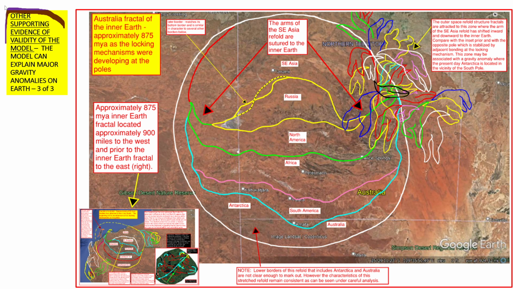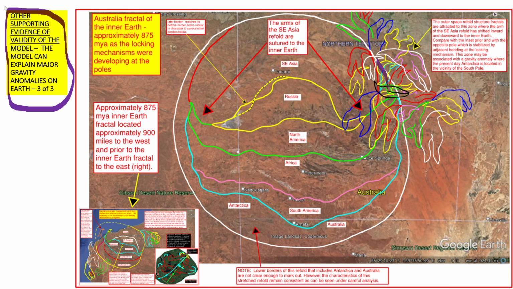Okay, other supporting evidence of validity of the model. The model can explain major gravity anomalies on Earth. So there is one, like I said, I couldn't get very good information on too much about it for some reason, but there's a gravity anomaly currently in Antarctica, around Antarctica. So that's where the South Pole is, and that's where more or less where this would be over here.